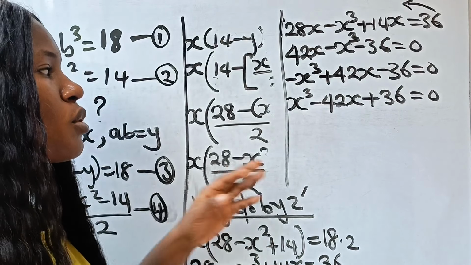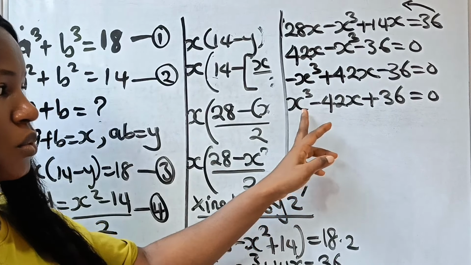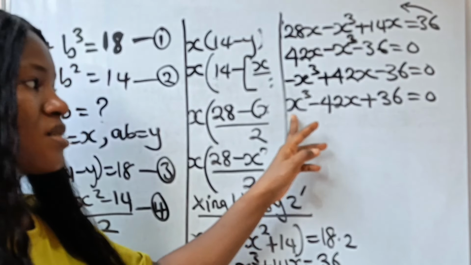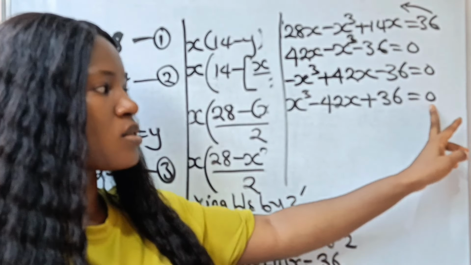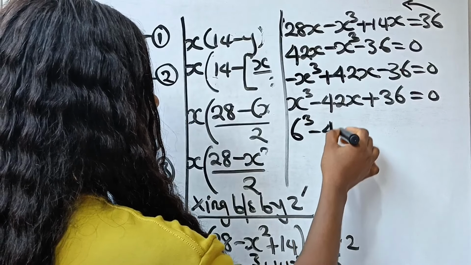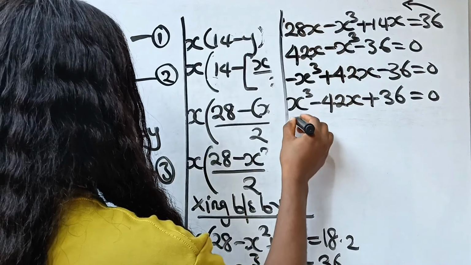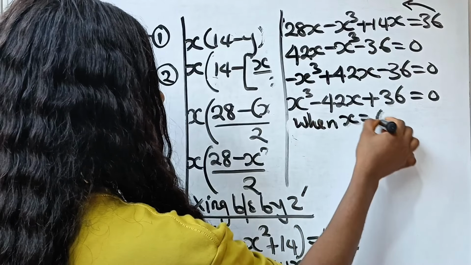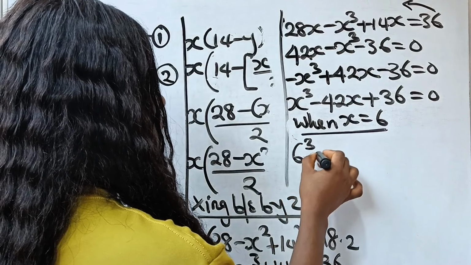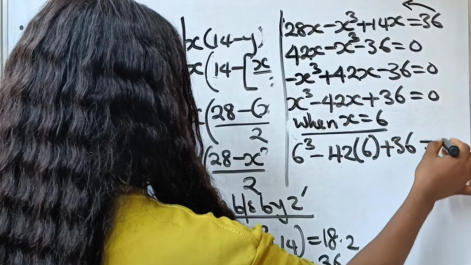So using the synthetic division method, I'm going to, by trial and error, find the first factor of this. Okay, now by trial and error, I notice that when x is equal to 6, we are going to have this to be equal to 0. So let's check. Let me write it first. So when x is equal to 6, okay, we have 6 to the power of 3 minus 42 multiplied by 6 plus 36 is equal to 0.